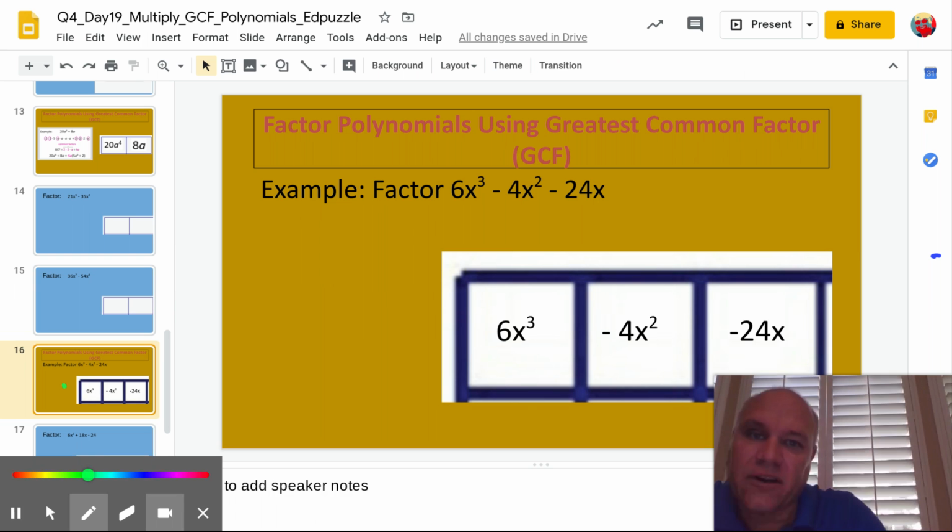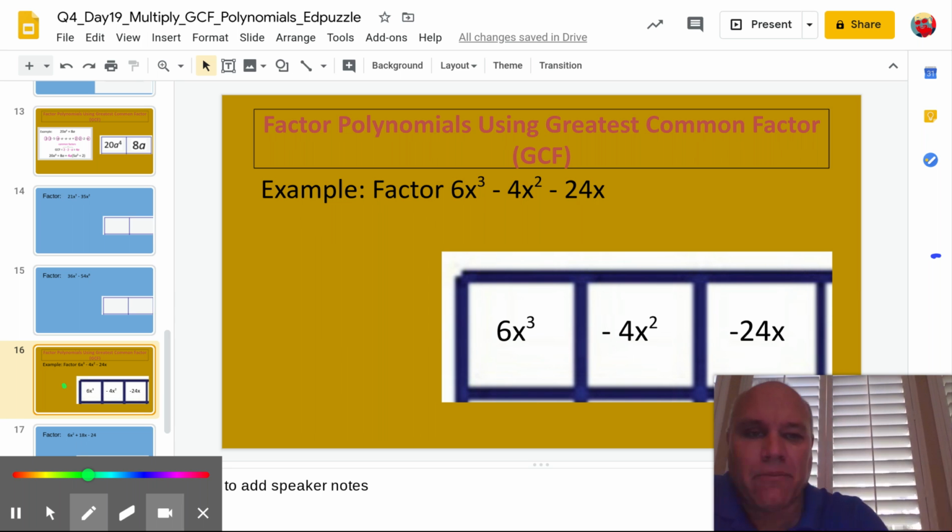Okay, we're going to factor now a trinomial using the same process, pulling out the greatest common factor. But now you have to pull out the common factor of 3 different terms. So our generic rectangle is a 1 by 3. And we have the 6x to the cube as our first term. Our second term is our negative 4x squared. Our third term is the negative 24x. So you've got to be a little bit more careful because you've got to think about all 3 terms. It has to be the greatest common factor of all 3.